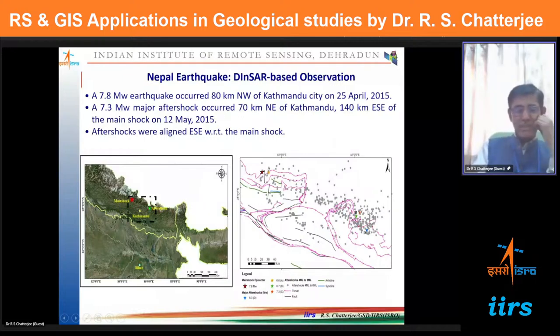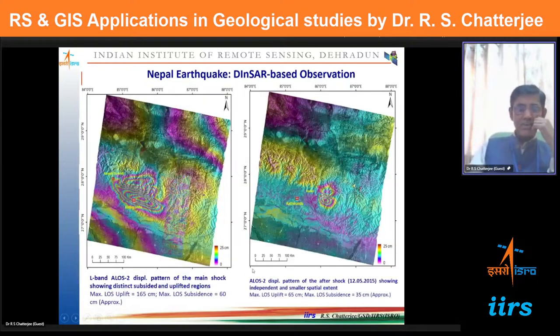Now, using the differential SAR technique, we can produce this land surface displacement map due to this earthquake. Like you see, due to this main shock, what kind of movement has happened. In the legend you can see each color cycle represents 25 centimeter. So very close to Kathmandu city there was an uplift of around 165 centimeter along the radar line of sight. And on the northern side, where the MCT is somewhere here, what you see is a subsidence of around 60 centimeter.